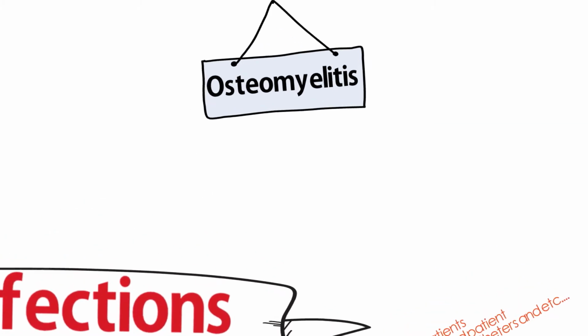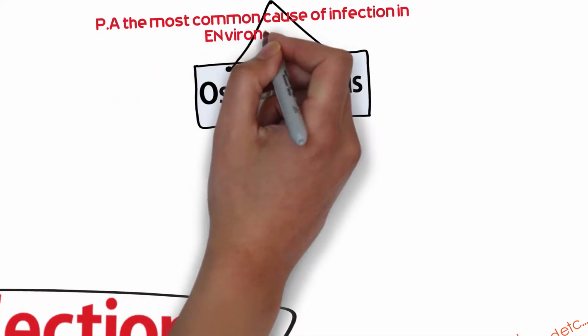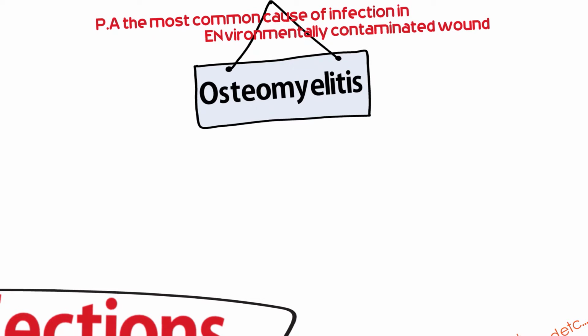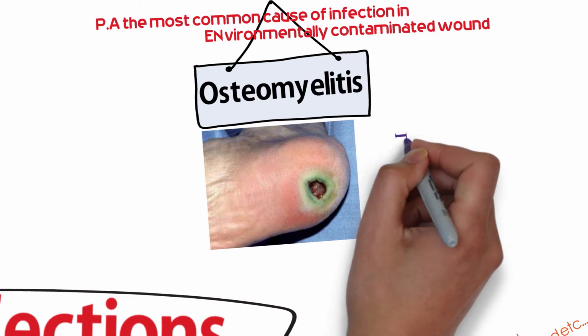Pseudomonas aeruginosa is one of the most common causes of infections in environmentally contaminated wounds, and it is the most common cause of infection in these types of wounds. One example is osteomyelitis after nail puncture wound of the foot, osteomyelitis after compound fracture.